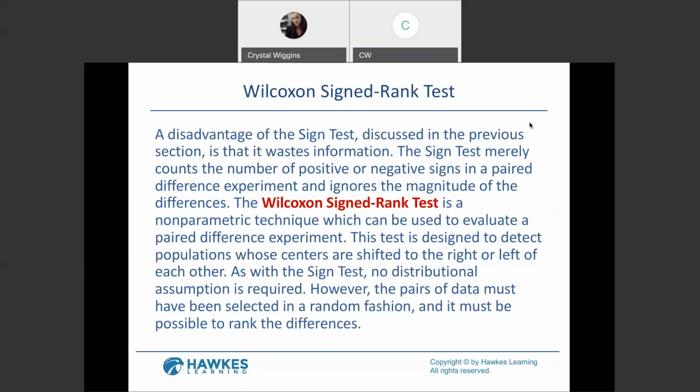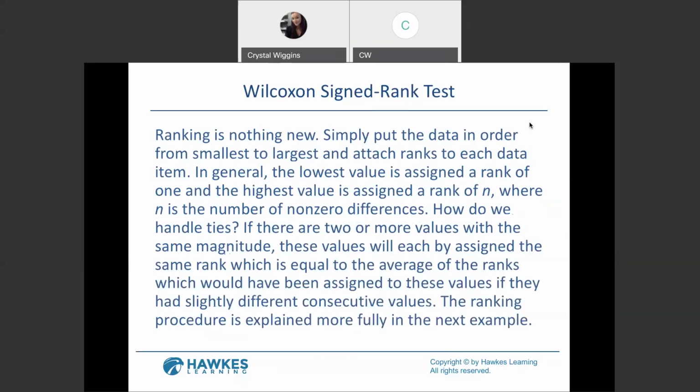As with the sign test, no distributional assumption is required, so we don't need the data to be normally distributed. However, we do need to know that the data is randomly selected. Ranking is nothing new to us. We did that last week. No, actually, I don't think we ranked anything last week. So this is something new to us.